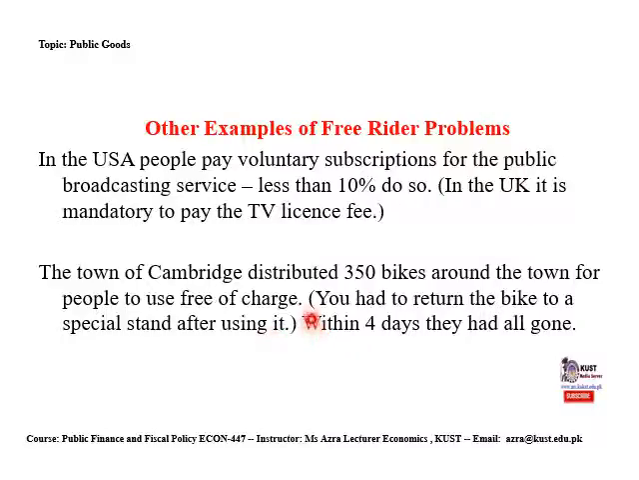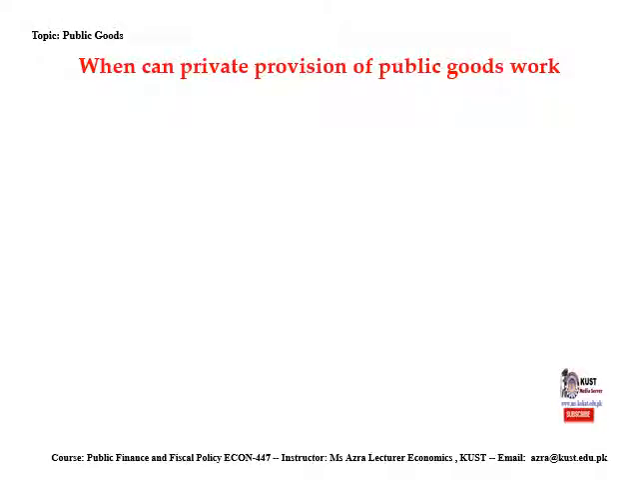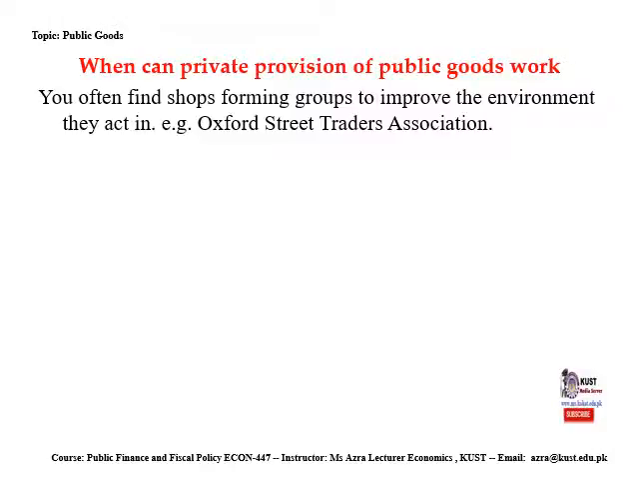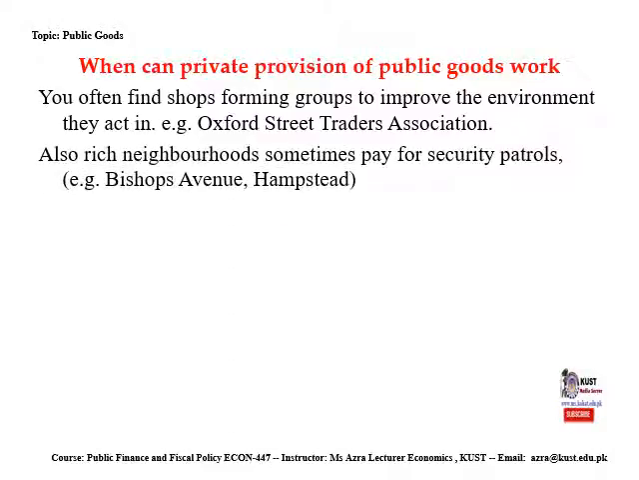The town of Cambridge distributed 350 bikes around the town for people to use free of charge. You had to return the bike to a special stand after using it. Within 4 days, they had all gone. When can private provision of public goods work? You often find shops forming groups to improve the environment they act in, for example, Oxford Street Traders Associations. Also, rich neighborhoods sometimes pay for security patrols.